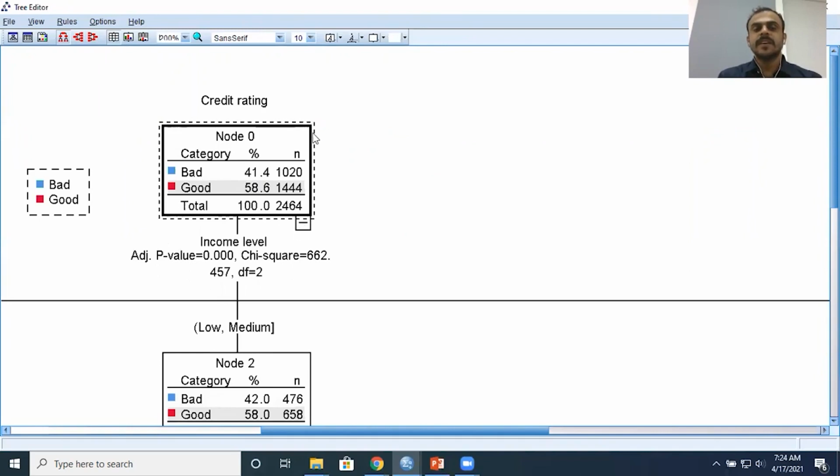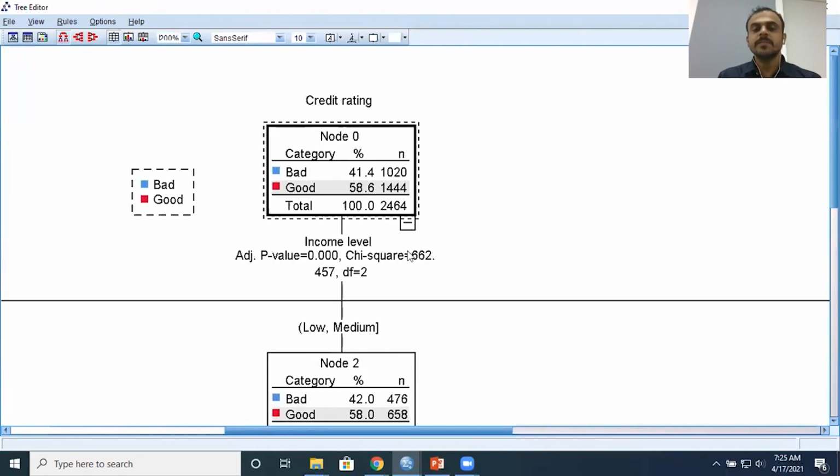Now, you can compare this to a person's head here, and you see a vertical line here, comparable to a person's neck. It says income level. So income level is identified as the first best predictor in classifying whether a person is bad credit risk or good credit risk. The question is, how did it come to this conclusion that income level is the first best predictor to classify an individual as bad credit risk or good credit risk?